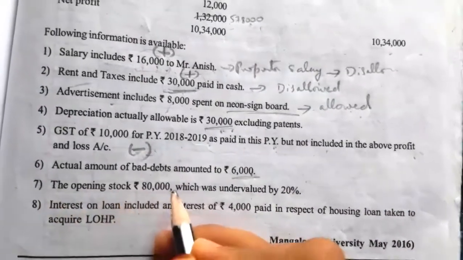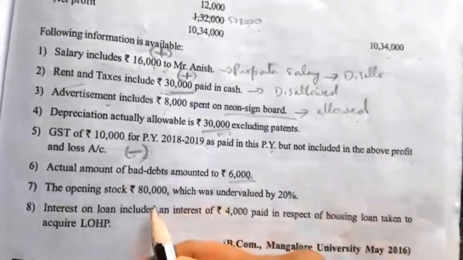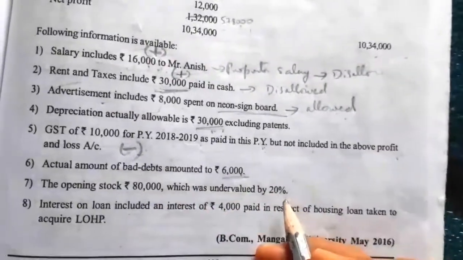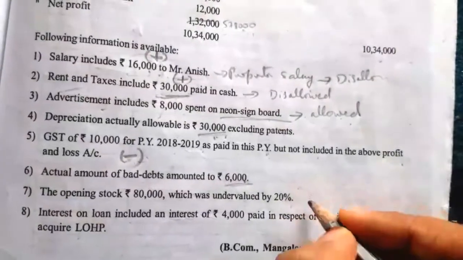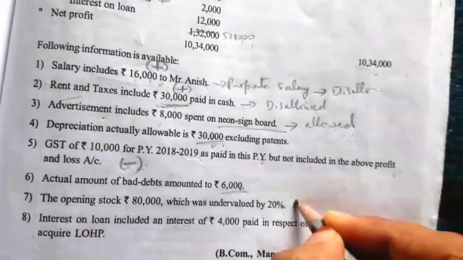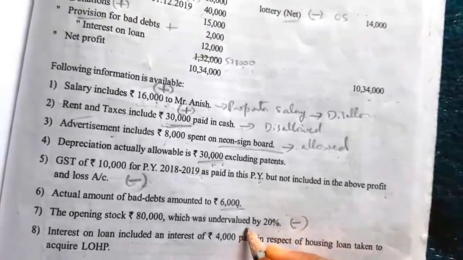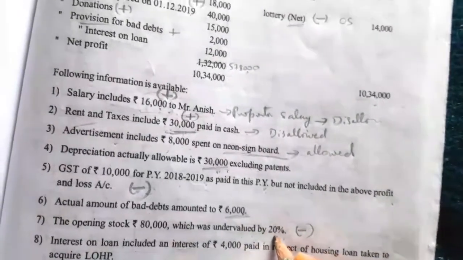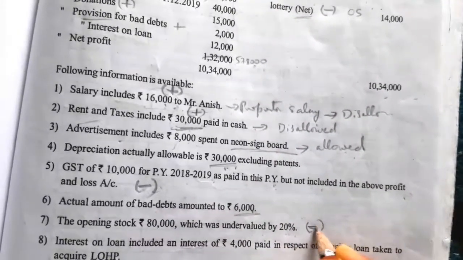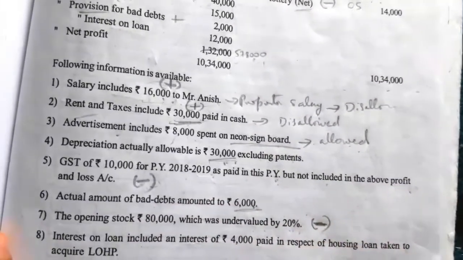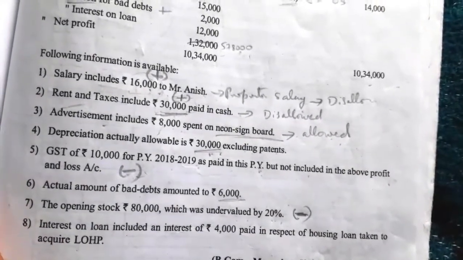Next one is the opening stock of 80,000 which was undervalued by 20,000. Means that here opening stock has been undervalued. So undervaluation of opening stock we have to deduct. Opening stock is undervalued, so we have to record that undervalued portion of opening stock on the debit side. So to record we have to deduct it from the net profit. So the undervaluation of opening stock we have to deduct.